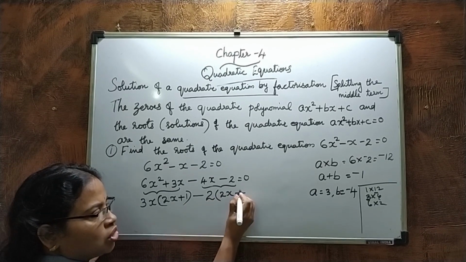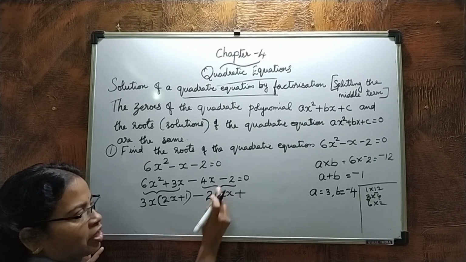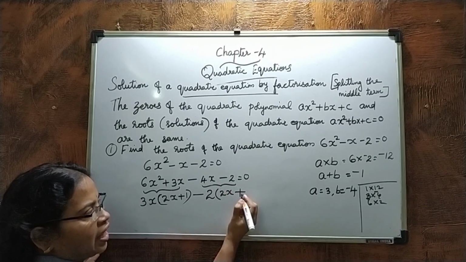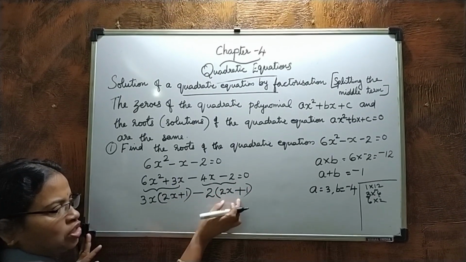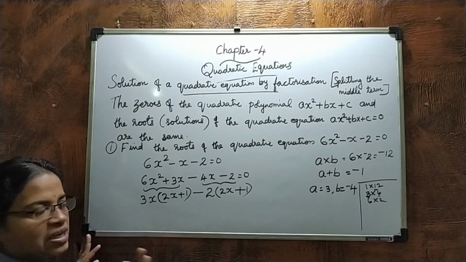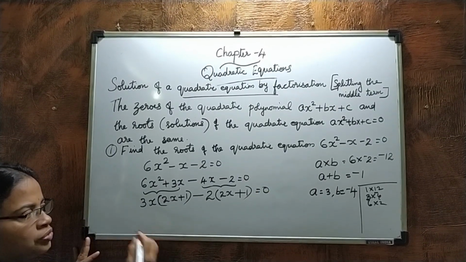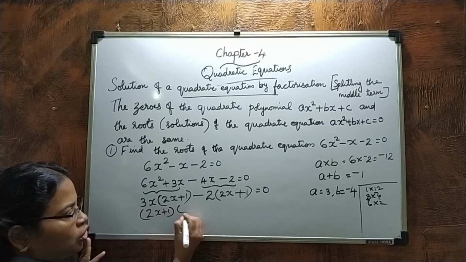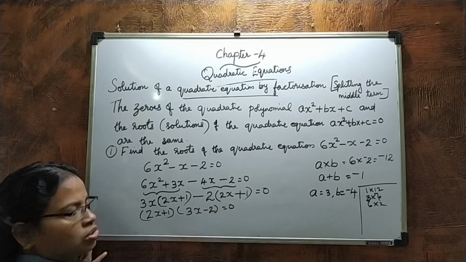Just put plus there. So minus 2 into plus, it will be minus. Negative into positive is negative. And the balance, taking 2 outside, will be plus 1. The same thing should be in the brackets. It's compulsory. So it is equal to 0. Then what is the next step? 2x plus 1 into the balance 3x minus 2 equal to 0.